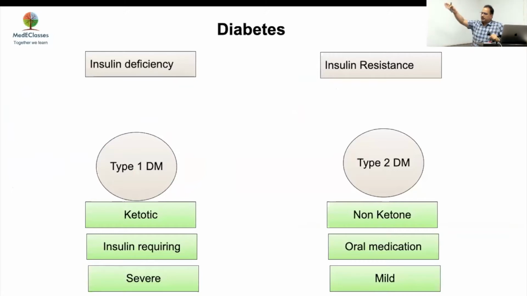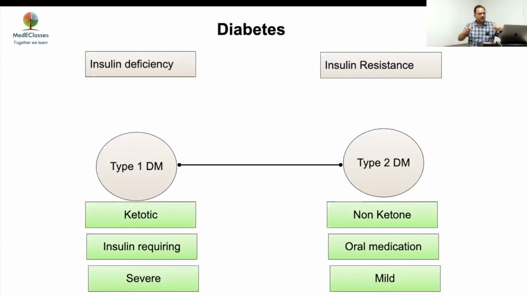So this was the classic, very simple dichotomous classification that if you have type 1, you will be ketotic, requiring insulin, and lean in that perspective, presenting with DKA. Now, type 2 diabetes would be non-ketotic in an obese individual, which will be managed with oral medications, and this was a classical distinguishing feature. But now we know that in both of them, you will have a component of deficiency and resistance, and both pretty much work hand in hand.